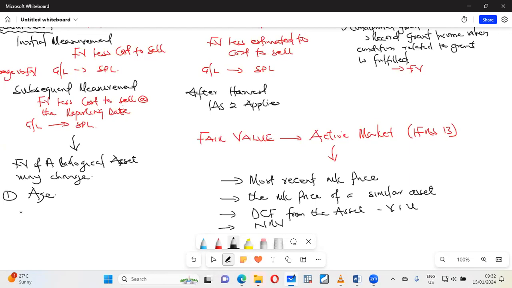Number two, and even aside from the age, there is also a gain when there is a new biological asset born. So age, and let me add age and what? Birth.